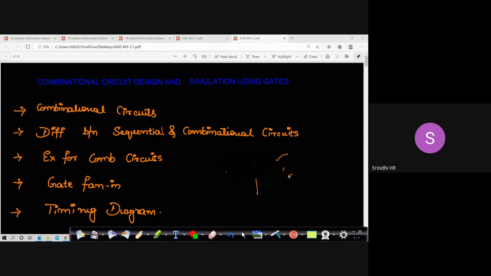We will learn what a combinational logic circuit actually is, the difference between sequential logic and combinational logic circuits, and examples for both. We have a concept called gate fan-in, and next we have the timing diagram. Any logic circuit can be represented using a timing diagram. So this is the agenda of today's discussion. Now we shall go through the syllabus.